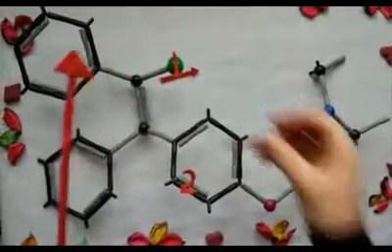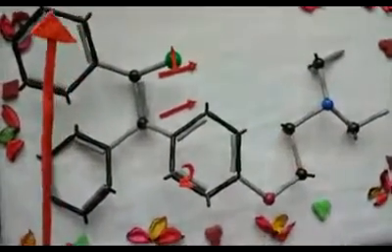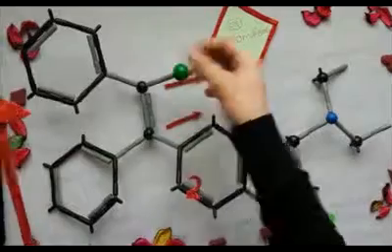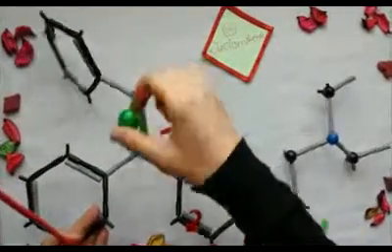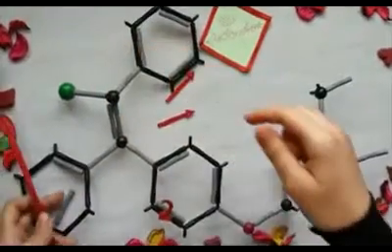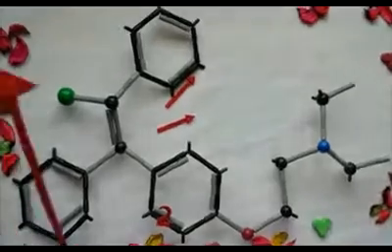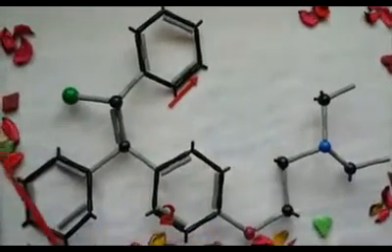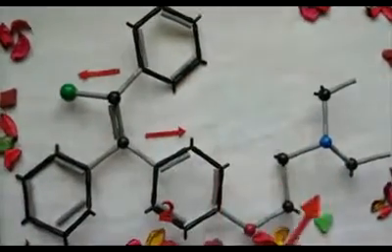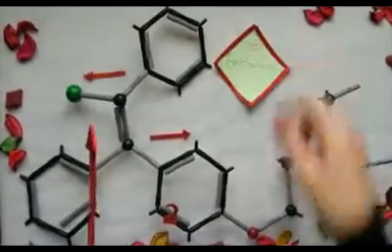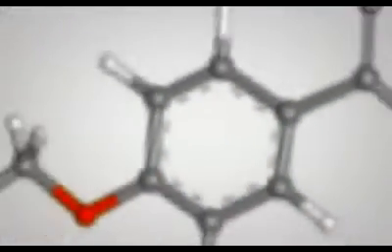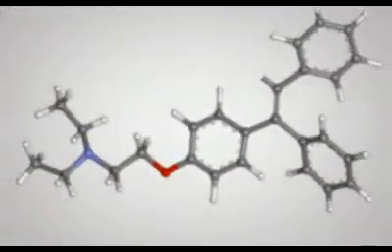This and this are in the same direction, and this structure is called cis-clomiphene. And if it is trans, the structure will be like that. The chlorine and this benzene will be on the opposite side, and this structure is called trans-clomiphene. This is the structure of clomiphene in three dimensions.